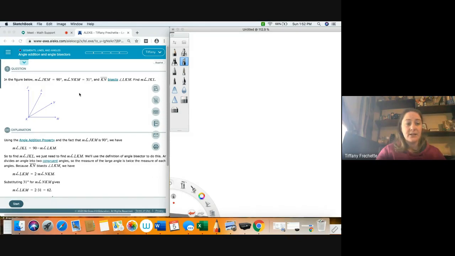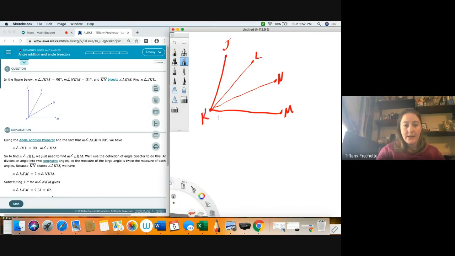All right, so let's take a look at this one. In the figure below, and I really like to draw my figures so that I can draw out exactly what they're talking about here. So I have L, N, M, J, and K. And it says J, K, M is 90 degrees.